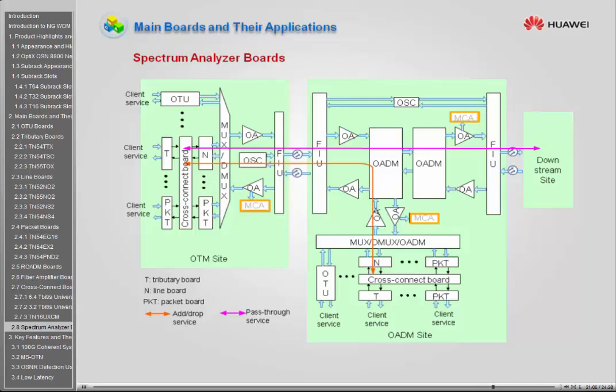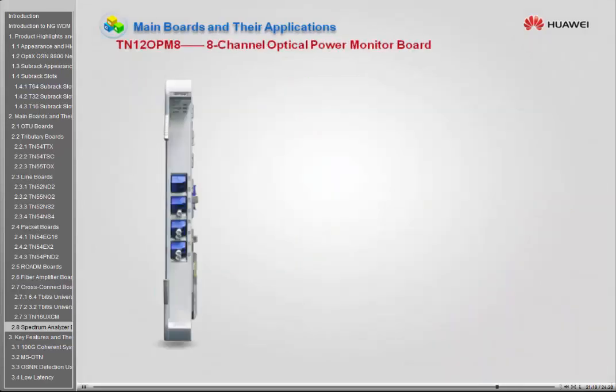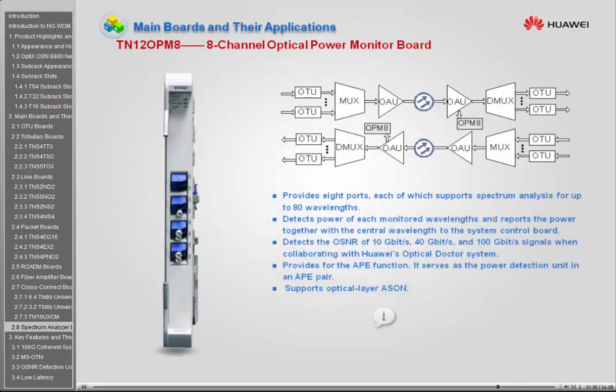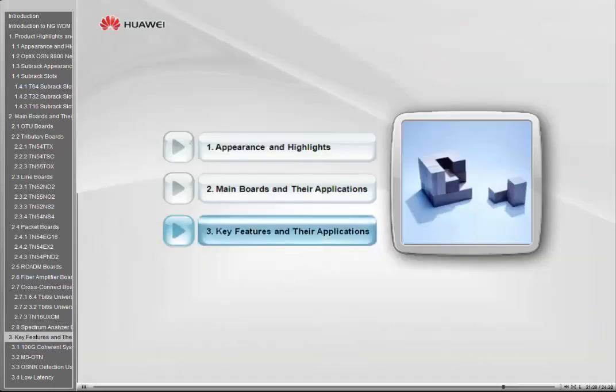Spectrum analyzer boards support in-service monitoring of optical signals without impacting signal performance. Only one spectrum analyzer board is newly added in V100R007C00. That's the TN12OPM8. The TN12OPM8 board is an 8-channel optical power monitor board. Together with Huawei's optical doctor system, it can detect OSNRs of 10 gigabits per second, 40 gigabits per second, and 100 gigabit per second wavelengths. That's it for the main boards and their applications.